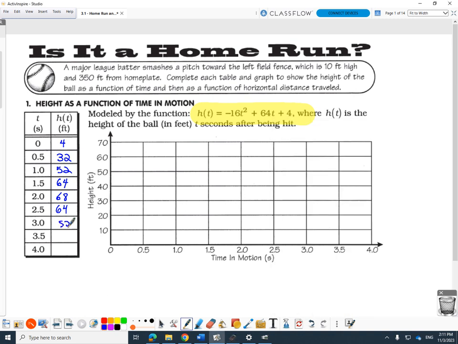Oh, some people are discovering something interesting about parabolas. Parabolas are what we call symmetric. They go up, and then they come down the same on either side. I don't want to jump too far ahead, but if something has a lot of air resistance, it might drop down faster. But baseballs generally follow this pretty closely.